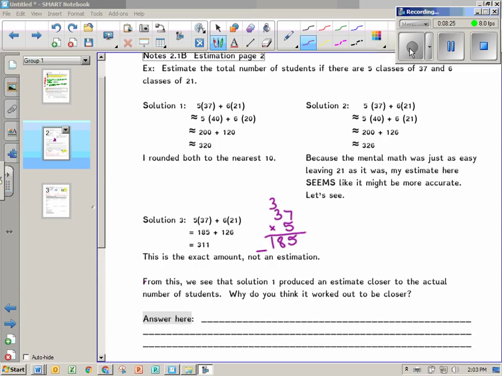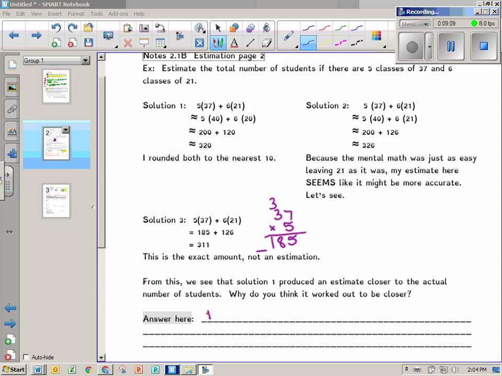Well, I hope you came up with something, or at least an idea. Over here in solution number 1, trying to point to it for you, I apologize, right here. Solution number 1, we rounded 37 up, and 21 got rounded down. Over here in solution 2, we rounded up and then kept this the way it was. So solution 1 came out to be a little bit closer because rounding 37 up to 40 and then rounding 21 down to 20 sort of balanced each other out.